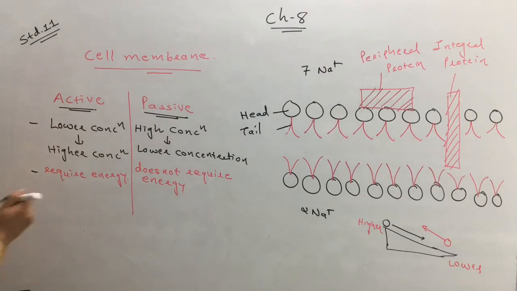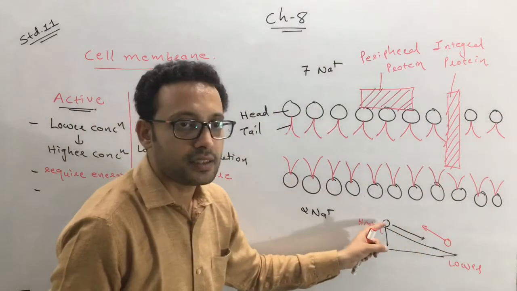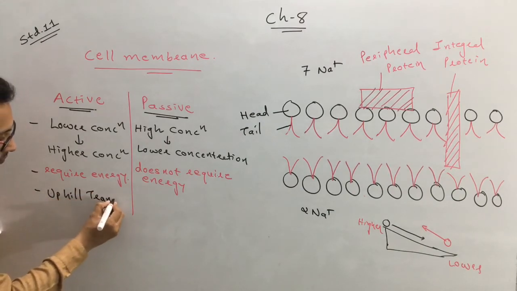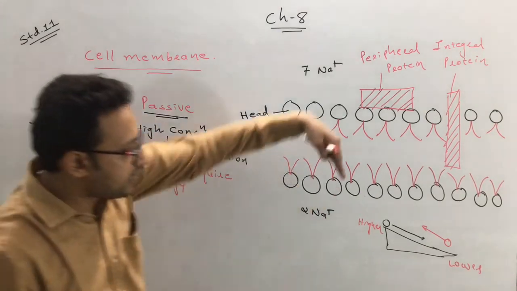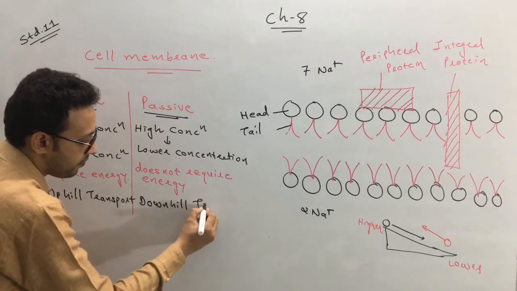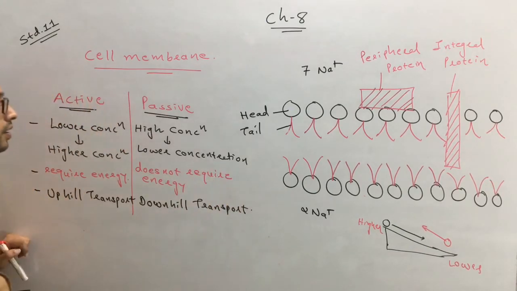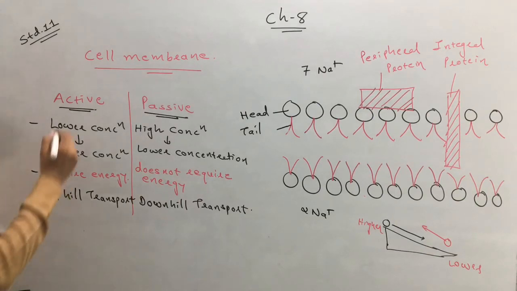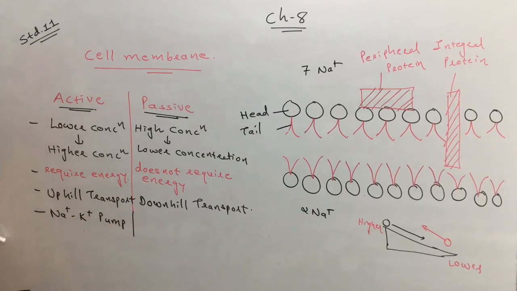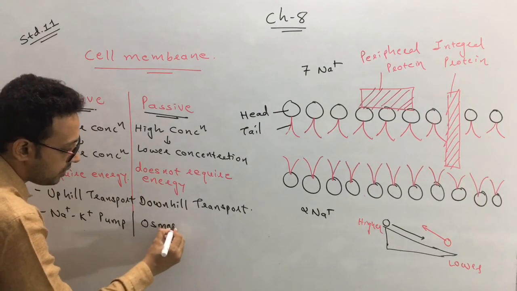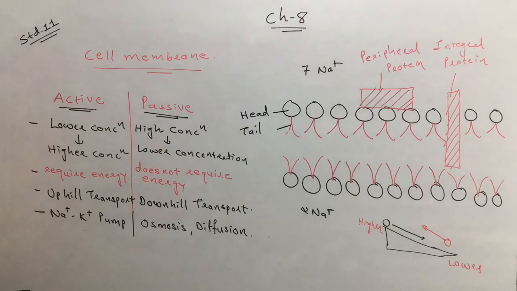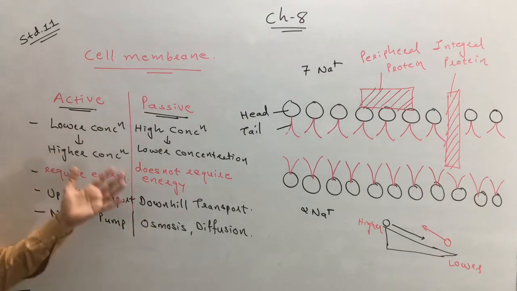Clear? Now the third difference. In active transport, as it is moving from lower to higher, it's climbing, so this is known as uphill transport. Whereas in passive, as it is moving downside, it is called downhill transport. Clear? Next, the example of active transport is the sodium-potassium pump. And the example of passive transport is osmosis and diffusion. So this is a difference between active and passive transport.